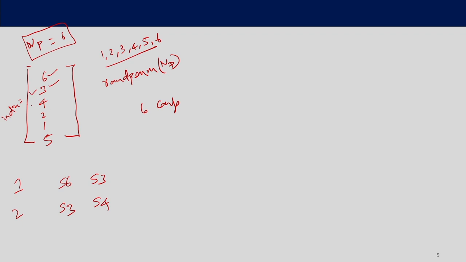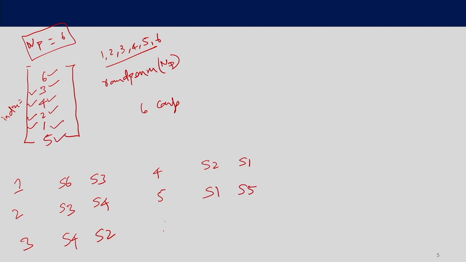So that would be this competition. The third competition would be between solution 4 and solution 2. This is the third competition. The fourth competition is going to be between solution 2 and solution 1. The fifth competition is going to be between solution 1 and solution 5.